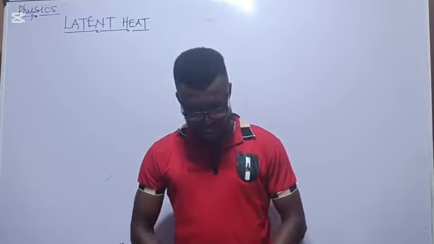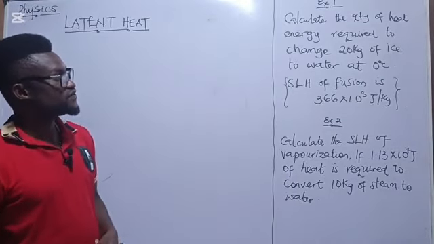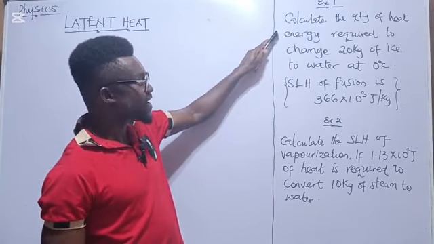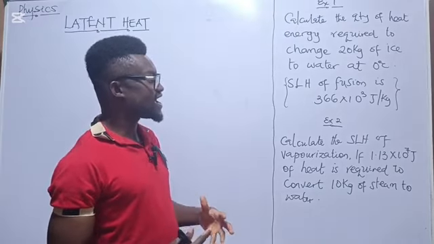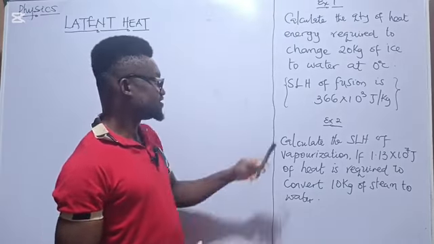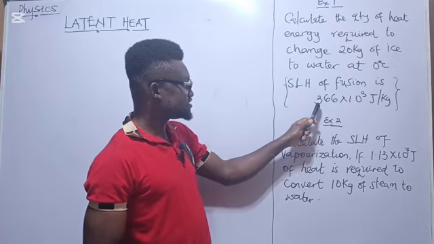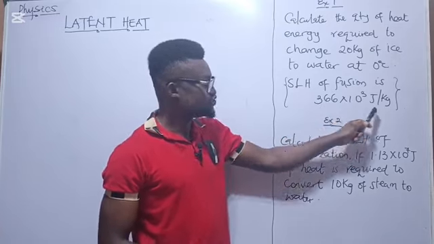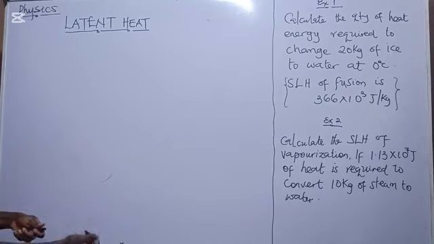Now, let's move into calculation. We have two questions on the board. The very first question reads: calculate the quantity of heat energy required to change 20 kg of ice to water at 0 degrees Celsius. Specific latent heat of fusion is 366 × 10^3 joule per kilogram. Now, let's look into this.